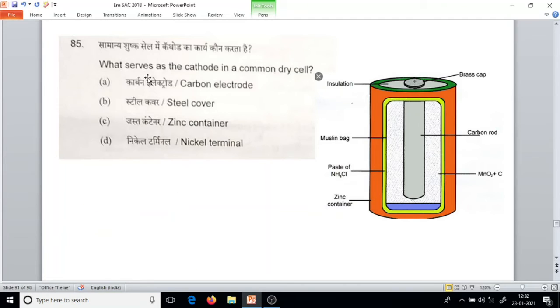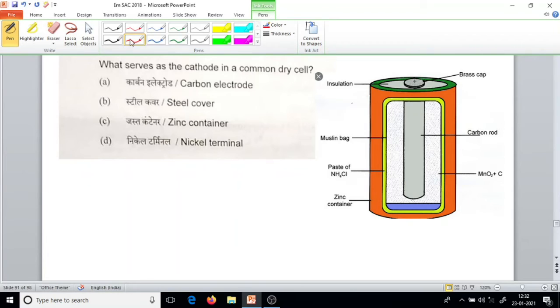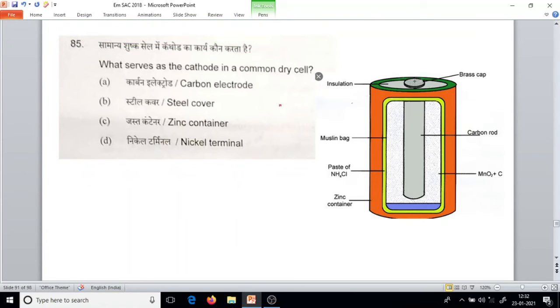Question number 85. What serves as the cathode in a common dry cell? A dry cell is the normal battery, the 1.5 volt battery that we purchase directly from the shop. That's what a dry cell is. Common, what is the cathode?